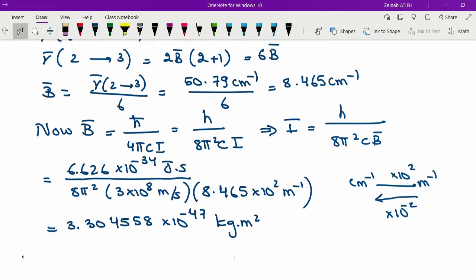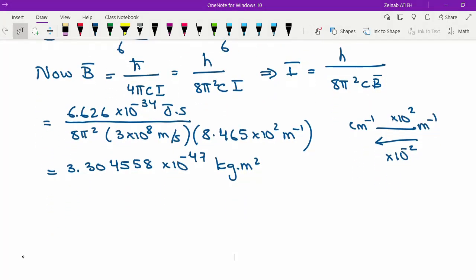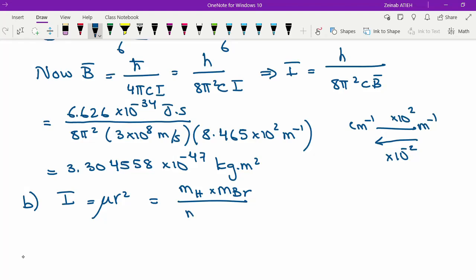Now, in part B, he asks for the bond length. We have found I, so we are able to find the bond length, which is R. So remember that I is equal to mu R squared, where mu is the reduced mass of the molecule. What is the reduced mass? It is equal to mH multiplied by the mass of Br divided by mH plus mBr, for sure, times R squared, which is the internuclear distance, or the distance between the two atoms.